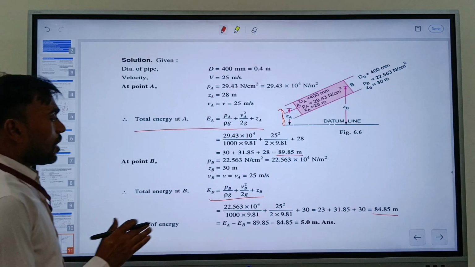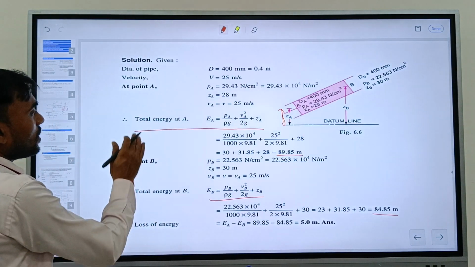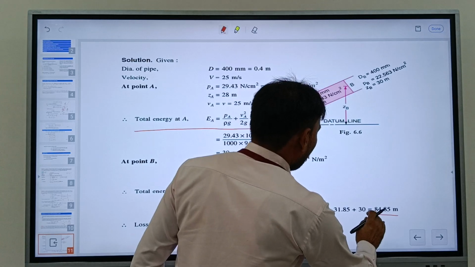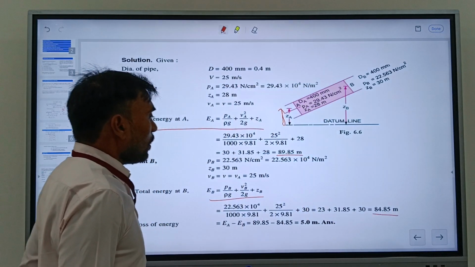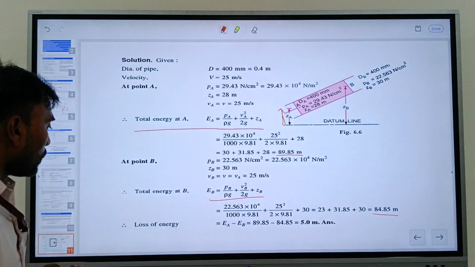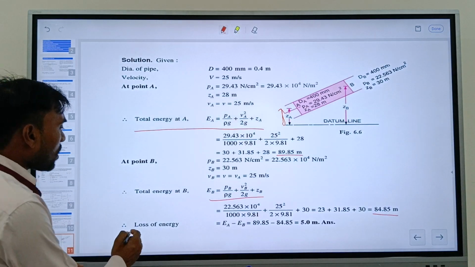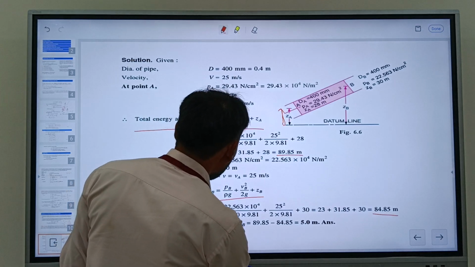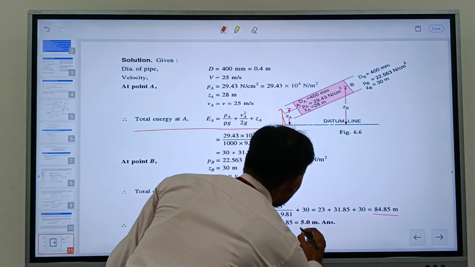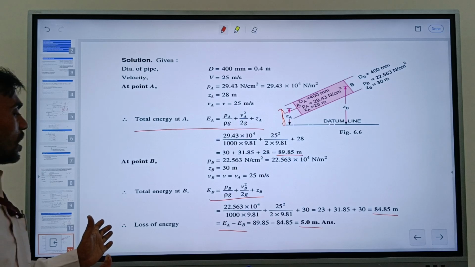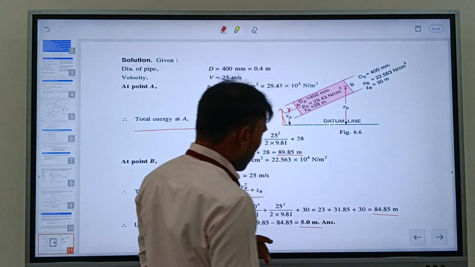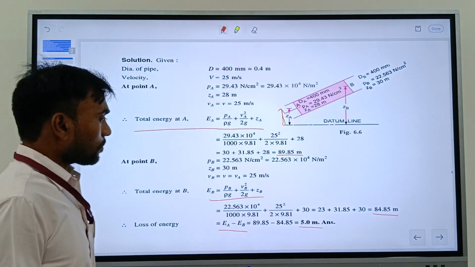So if you carefully observe the total energy at these two points, point A is 89.85 and at point B it is calculated as 84.85, means there is a loss of energy at point B as compared to point A. So this loss of energy is due to the head loss. The loss of energy can finally be calculated as total energy at point A minus total energy at B. So it will be equal to 5 meter. So the loss of total energy here, in the case of fluid moving from point A to point B, is equal to 5 meter. Is it clear? Okay.